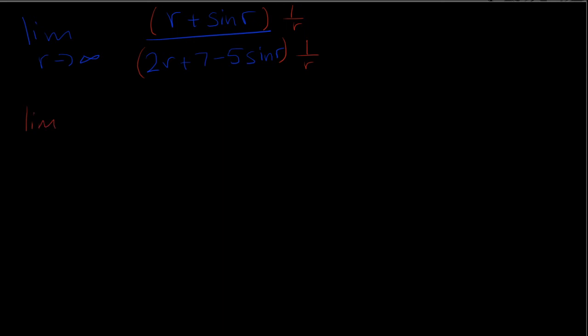I have the limit as r approaches infinity. Now r times 1 over r is 1, plus sine r over r. And on the bottom, 2r times 1 over r is just 2. And then we have 7 over r minus 5 sine r over r.